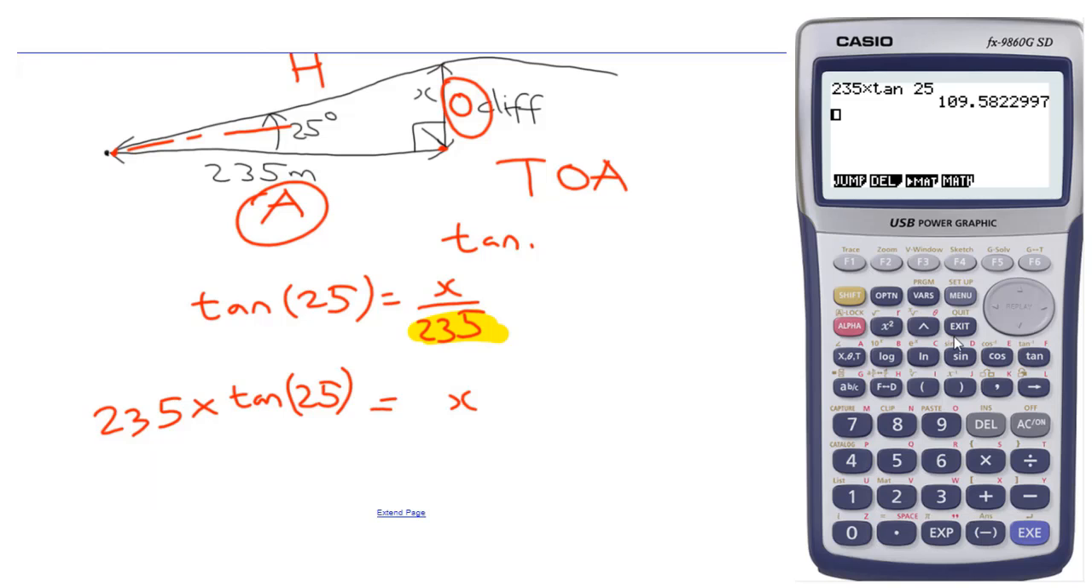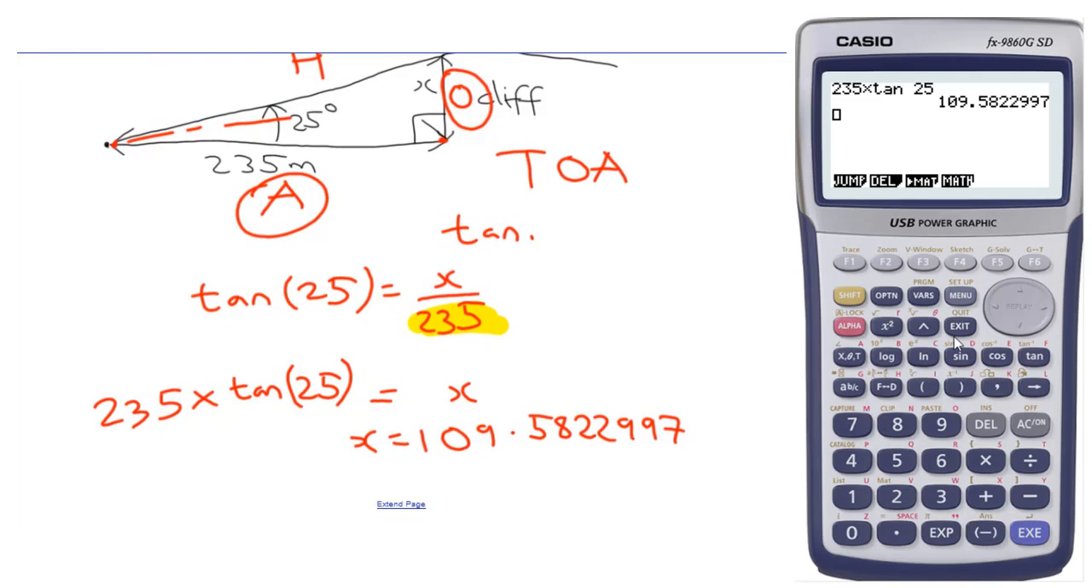And that gives me 109.5822997. Remember, you don't have to write the whole thing, but I wouldn't advise rounding before you've written it down, taking the pressure off yourself. If you write the long number and then round it, it's just a good exam tip, really. Okay, so I'm just going to round this to 3 significant figures. Remember, we're finding the height of the cliff. So x equals 110 meters to 3 significant figures.